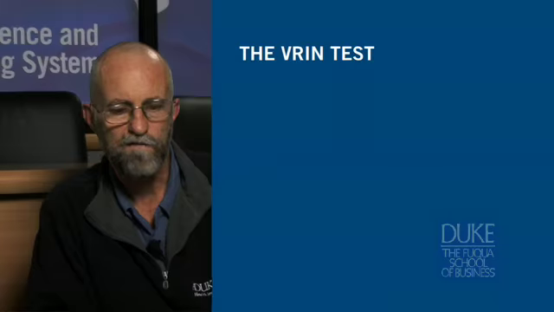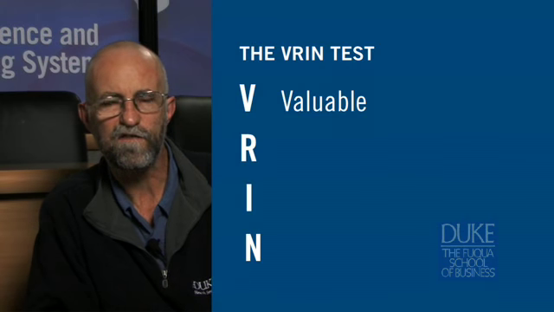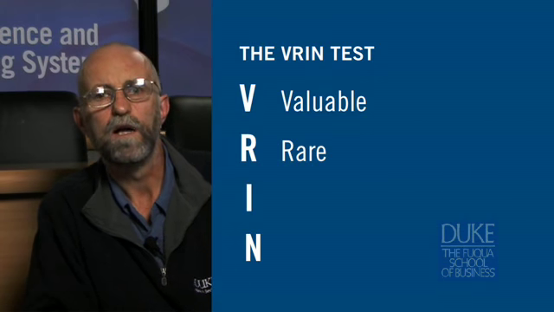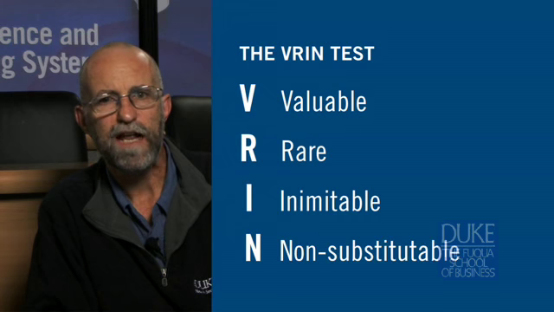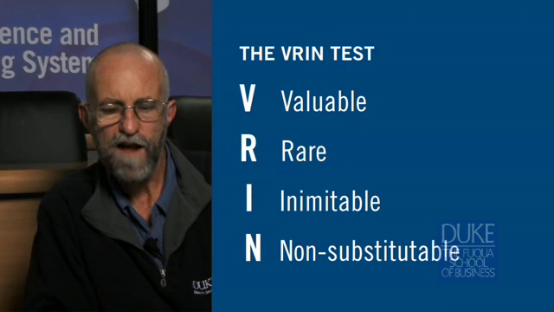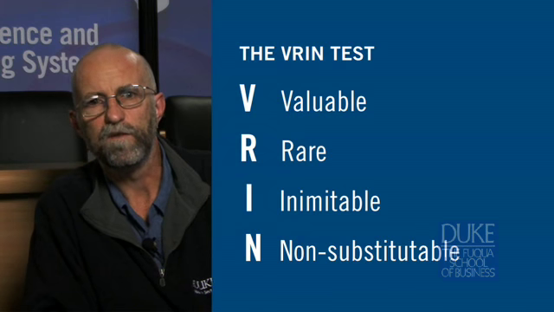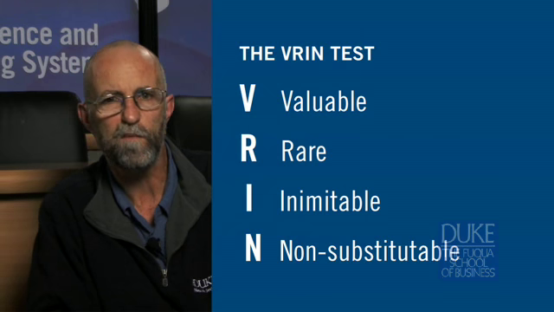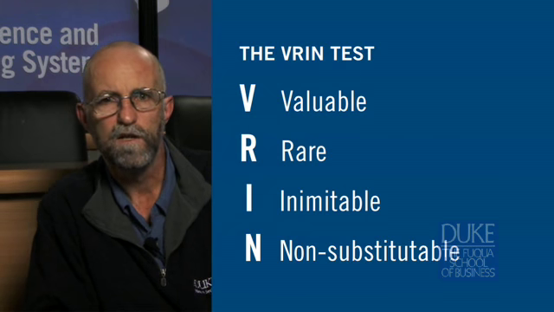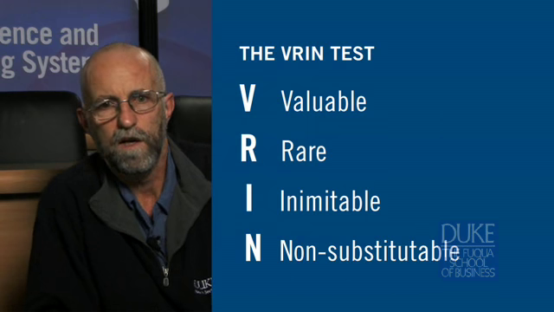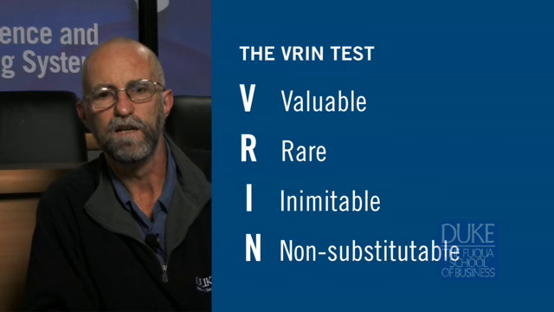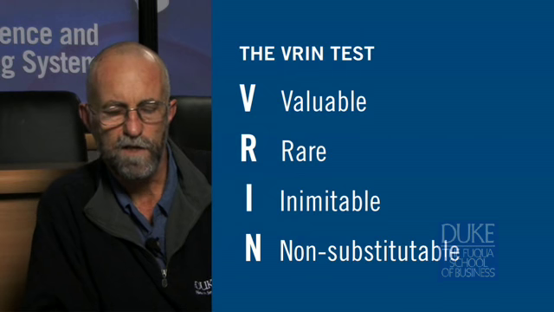kind of an ugly acronym, but it's just barely pronounceable. V-R-I-N, where V stands for value, R stands for rare, I stands for inimitable, and N stands for non-substitutable. And value basically means that the capabilities produce goods and services that customers value, that they're willing to pay for, and willing to pay for at prices that exceed the cost of making them, so that you can make enough profit to stay in business. So no matter how great a capability is, if it doesn't produce something that customers value, it's not key. It doesn't help you. So that's value.